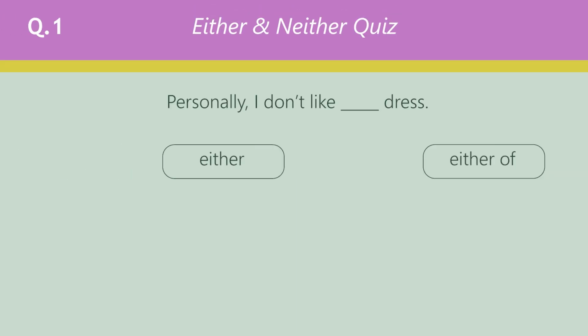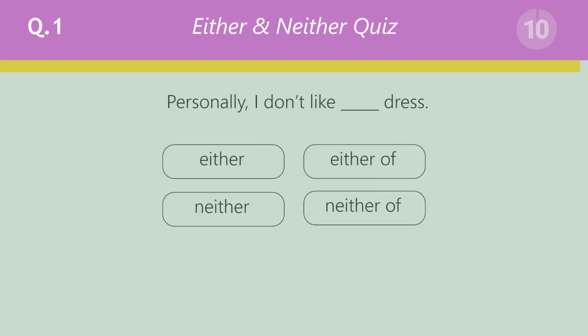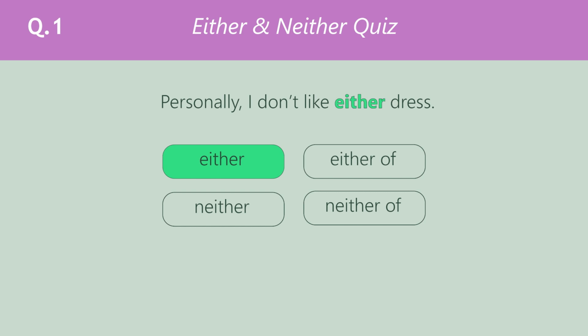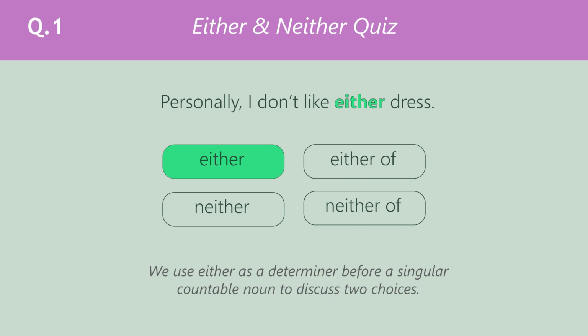Let's begin the quiz. Question 1. Personally, I don't like either dress. We use either as a determiner before a singular countable noun to discuss two choices.